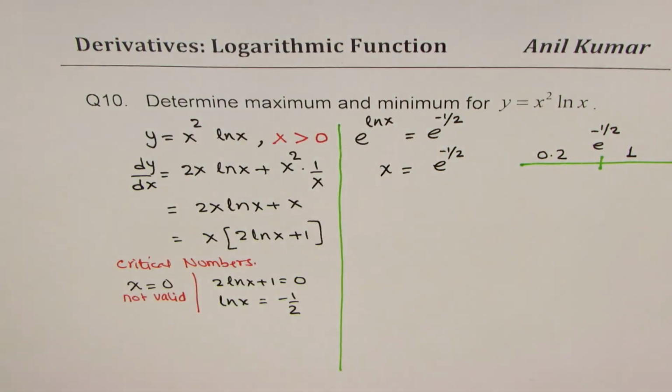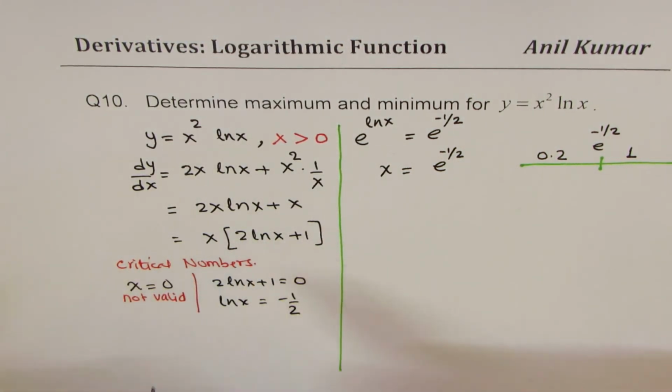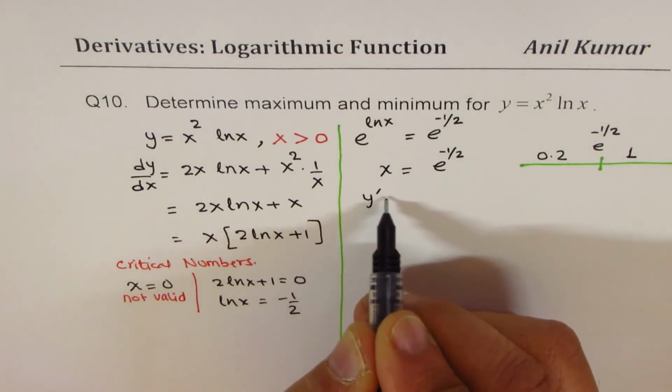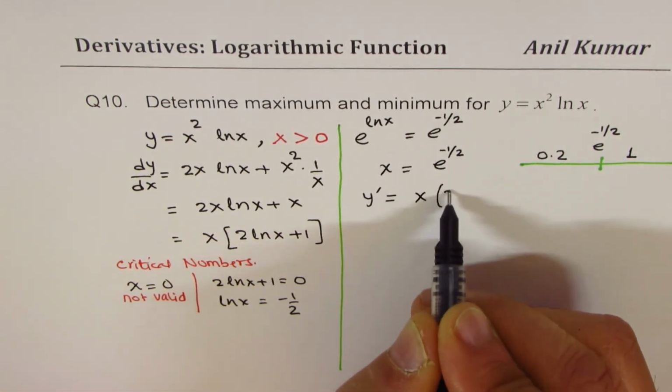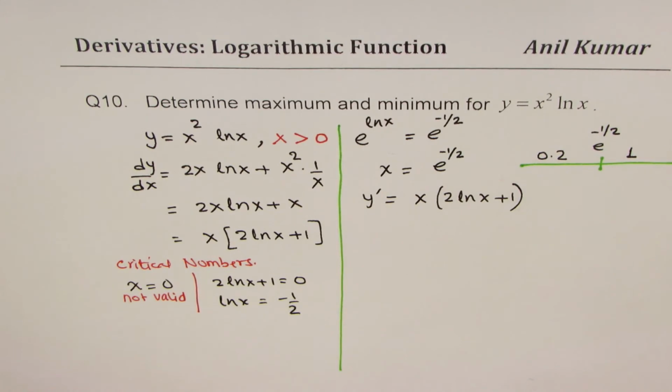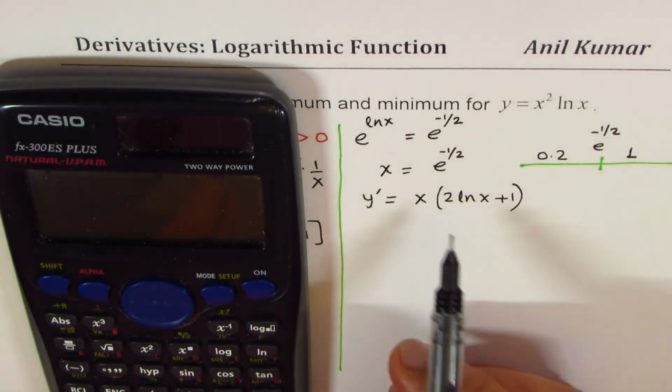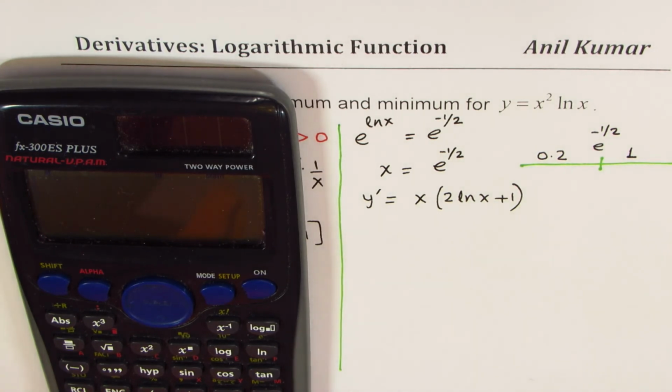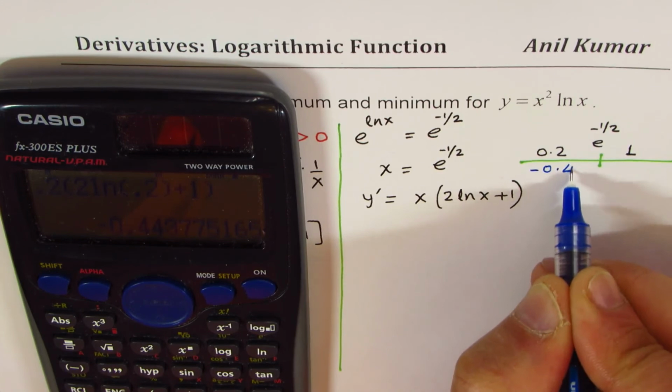Is it okay? So we are trying to analyze the value of our derivative, which is y dash equals x times 2 ln x plus 1, correct? So if I substitute 0.2, what do I get? Let's do. So if I substitute 0.2 here, then we get 0.2 times, within bracket, 2 ln 0.2, right, plus 1, bracket close, equal to. So at 0.2, I get a value which is negative 0.44, correct?